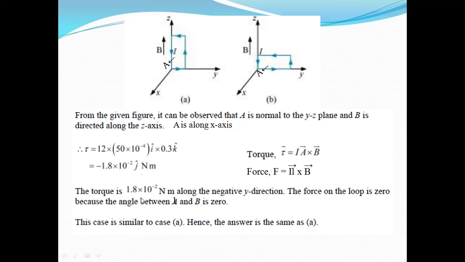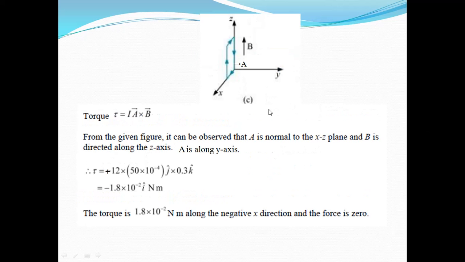So we get torque to be 1.8 into 10 to the power minus 2 Newton meter, and the direction of the torque is negative y direction. The force on the loop is 0 because angle between L and B is 0. Here, this will be the length. So the angle between the length of the loop and the magnetic field will be 0 because they are both in the same direction. So force will be equal to 0. Sin 0 is 0. Now the second case B is also exactly similar to the case A.